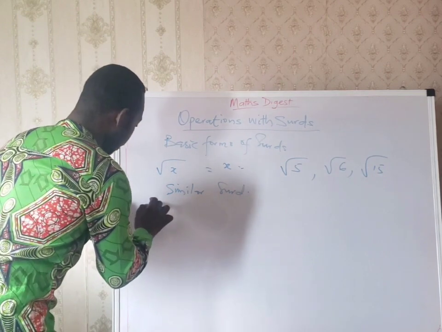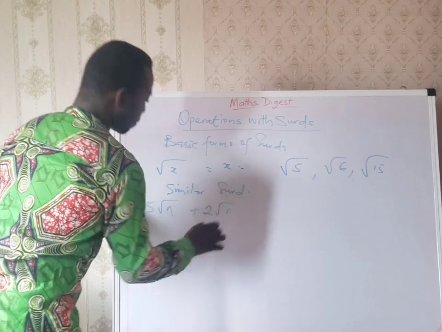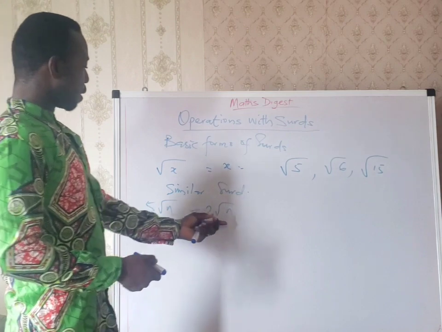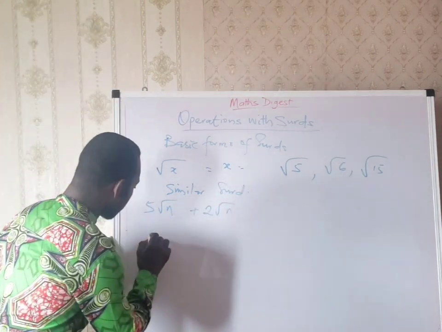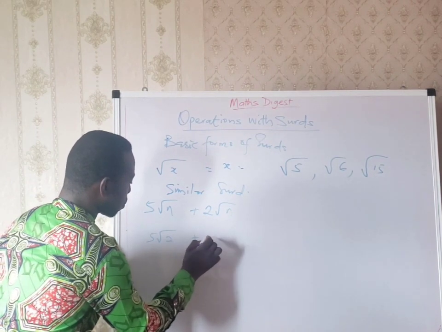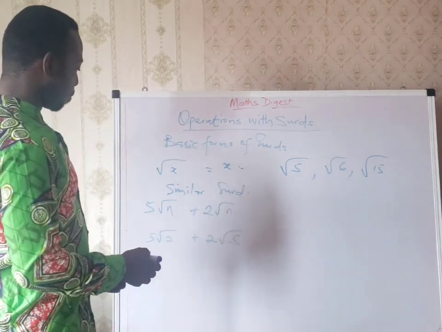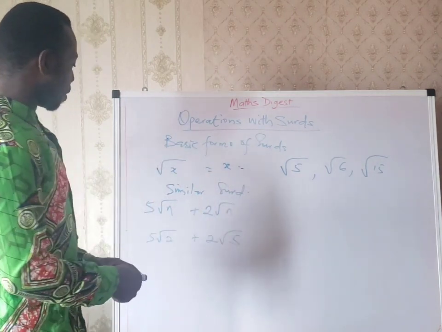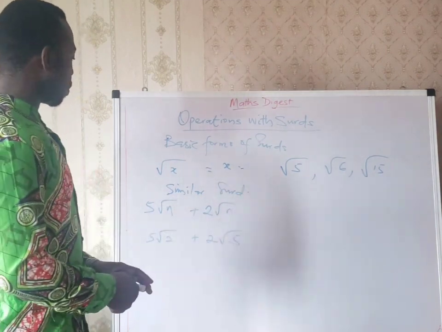For instance, if you have 5 root n plus 2 root n, if you look at their surds, they are the same. So they are said to be similar. But don't make the mistake of having maybe 5 root 2 plus 2 root 5 and saying they are in their similar form. No, because the surds contained in the expression are not the same. So for that reason, you don't consider them as similar.